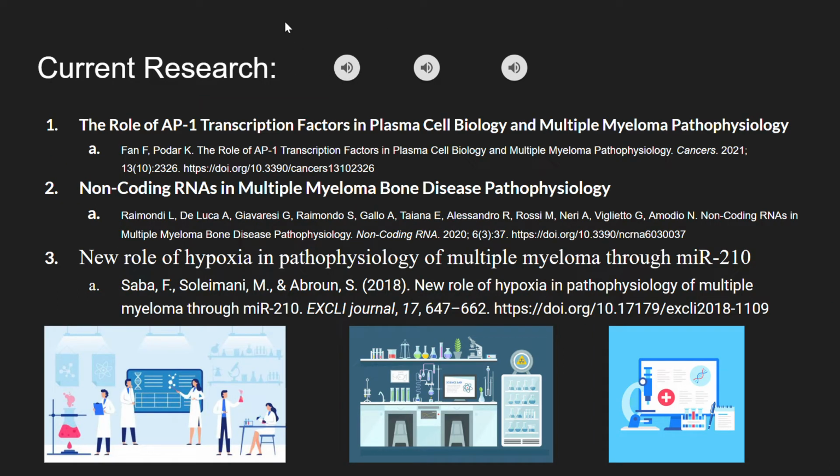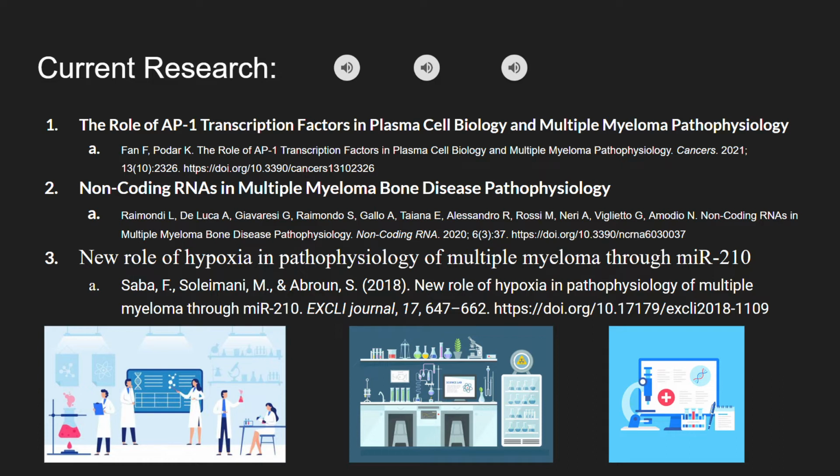In order to come up with new treatment plans, we really need to do some research on the pathophysiology of multiple myeloma. So here are 3 current research articles that were posted within the last 5 years that are finding more information about the pathophysiology of multiple myeloma.